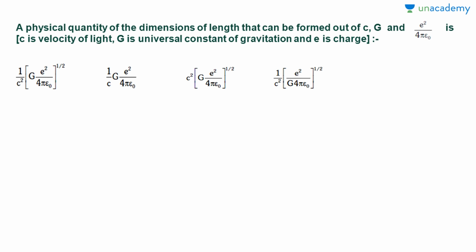Okay, now the next question is from which unit? Unit, dimension and analysis. What does the question say? A physical quantity of the dimensions of length can be formed out of c, G, e square upon 4 pi epsilon naught, where c is the velocity of light, G is the universal constant of gravitation, e is the charge, as you all know. So it is basically asking that if we rearrange these three terms into some kind of formula, which of these four formulas can depict the dimension same as that of length?